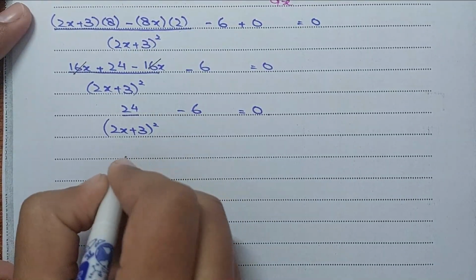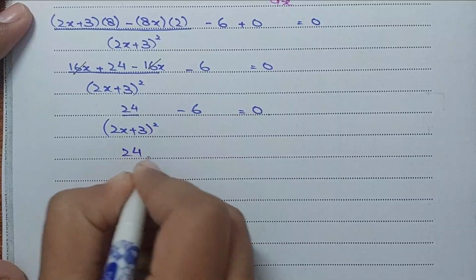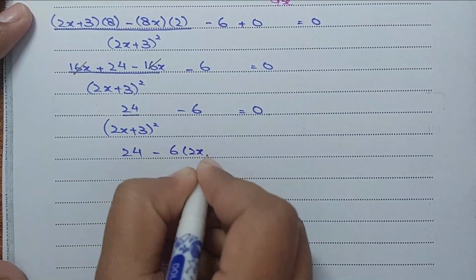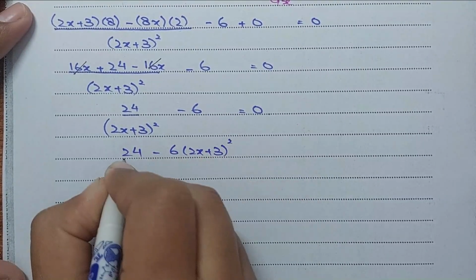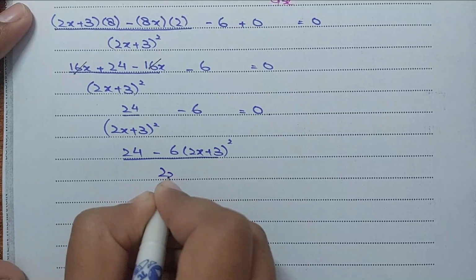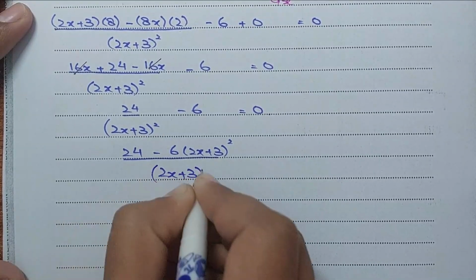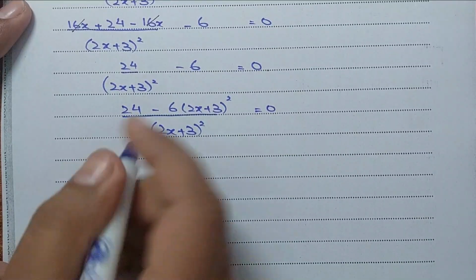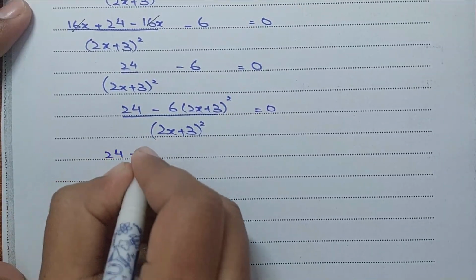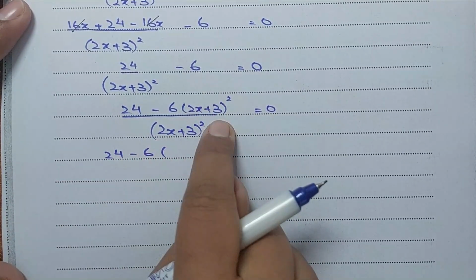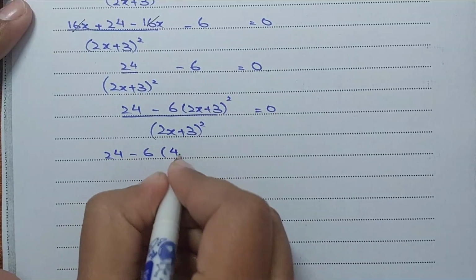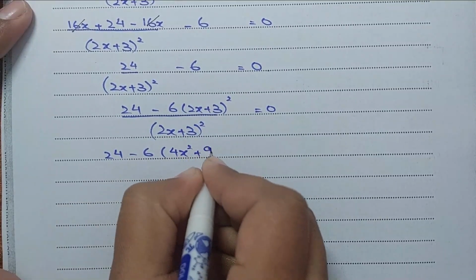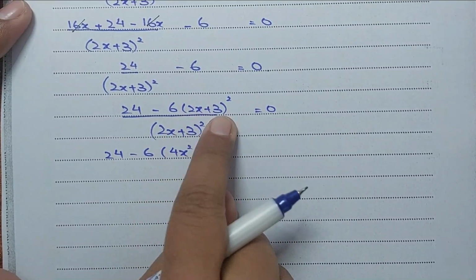Now we need to simplify this further, so we can say 24 minus 6 into 2x plus 3 whole square divided by 2x plus 3 whole square equals to 0. Now this denominator multiplying with 0 is 0. We are just left with 24 minus 6 into, open the square, a plus b whole square. So 4x square, 3 square is 9, plus 2 into 2x into 3.